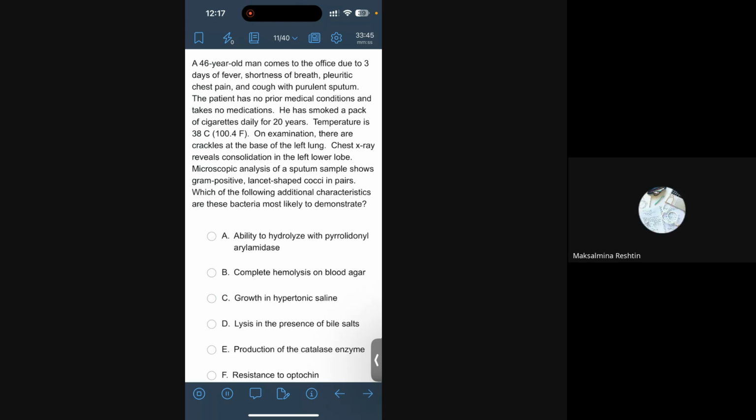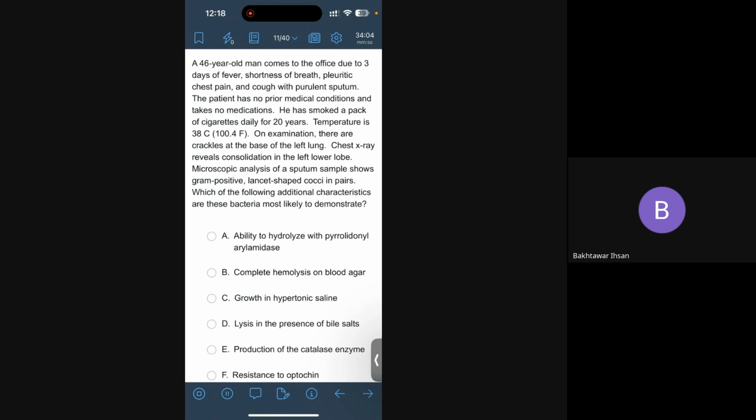Again, it's Streptococcus pneumoniae. It is lobar pneumonia, and we know lobar pneumonia is caused by what 3 bacteria? Strep pneumo, Klebsiella, and Legionella. Yes, strep pneumo, Klebsiella, and Legionella.